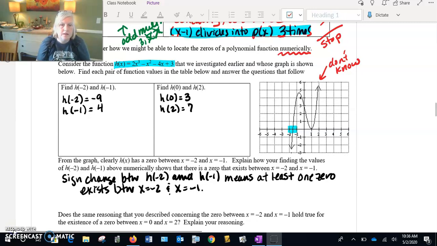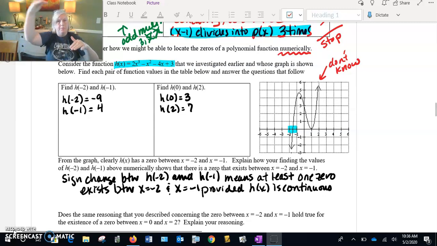All right, so taking a look at this, I need to strengthen this statement just a little bit. We're assuming something about this function that is very, very important. This at least 1 0 between -2 and -1 is only provided that our function h of x is continuous, that it has no gaps or holes or breaks or anything like that. Because if it had a jump, we could clearly be below and then above and not even cross the x-axis. So we definitely need this idea that h of x is continuous.